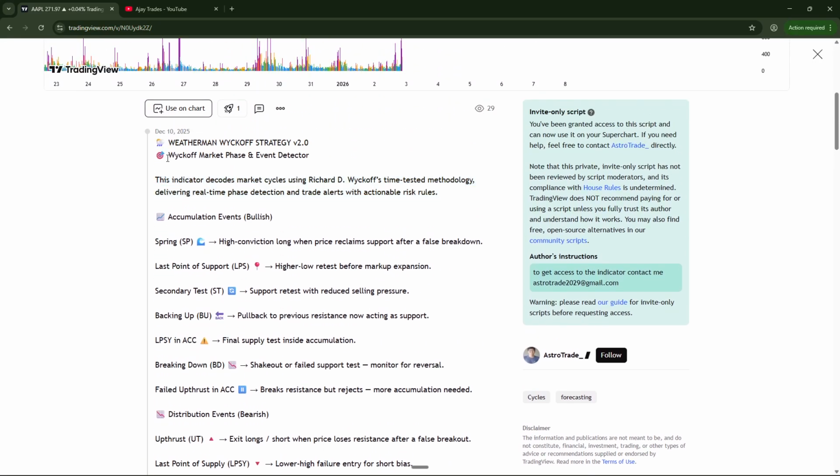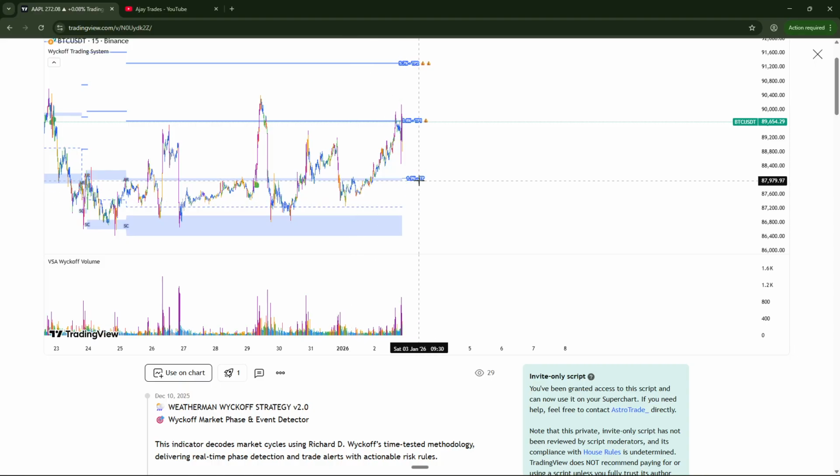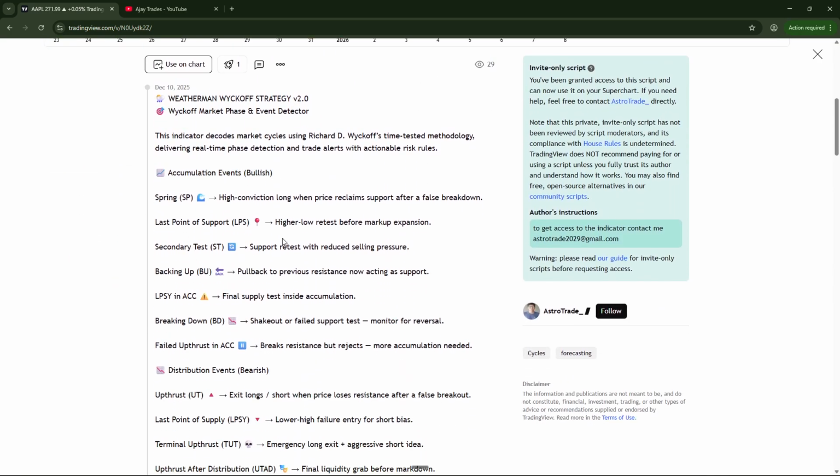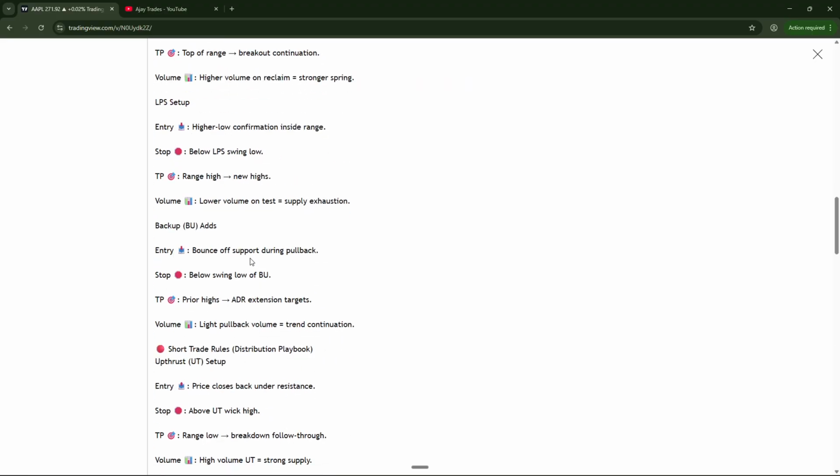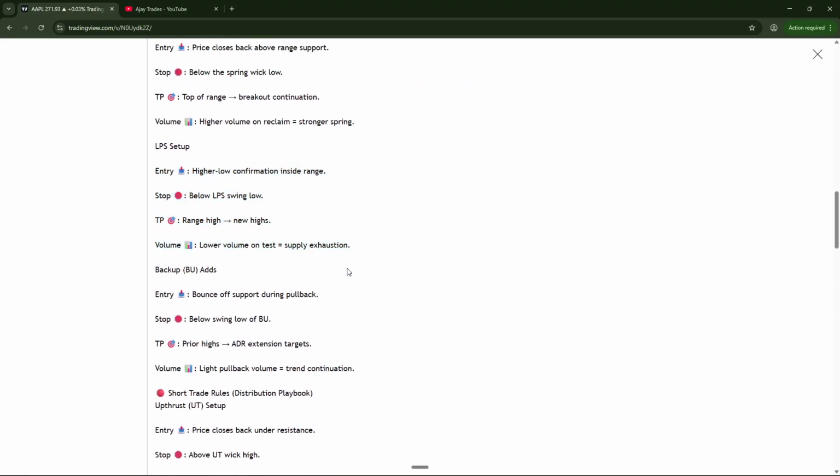This is the Wyckoff market phase and event detector. This indicator decodes market cycles using Wyckoff's time-tested methodology, delivering real-time phase detection and trade alerts with actionable risk rules. For instance, here we see take profit and then level one, level two. In the accumulation phase, we have springs, LPS (last point of support), secondary test, backing up action, and all this stuff. You can read about it, market phases like this, and entry and exit and all this stuff.